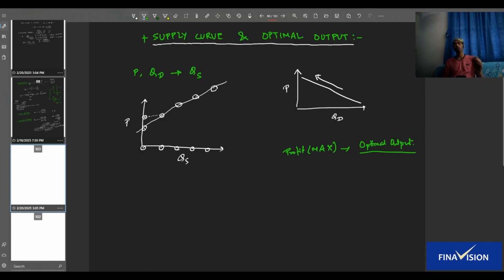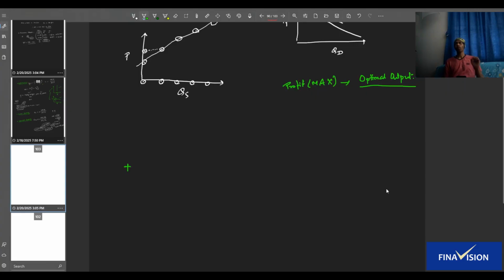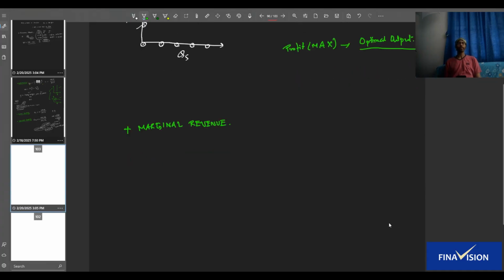For that, we have to understand a few more things. Now, to understand what can be this optimal output point, we have to understand something called marginal revenue. Now, to understand marginal revenue, let's take an example. Let's say a business has certain output options. Output option 1, 2, 3, 4, 5 up till let's say 8.